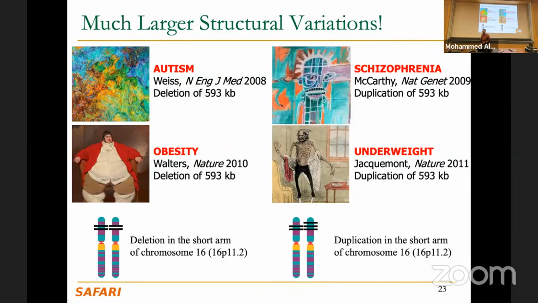If you think that disease can be caused by a single variation, that is wrong. Look at these diseases: autism, obesity, underweight. They are caused by a deletion of a huge chunk of your DNA, 500,000 bases from chromosome 16. Same thing with obesity, and you can even see the opposite disease. Underweight and obesity are caused by the same amount of DNA altered, either as a deletion or a duplication.